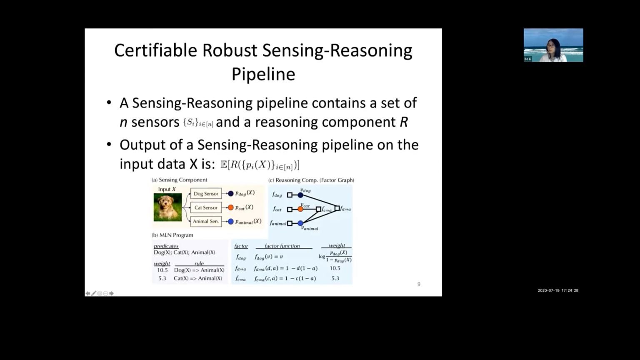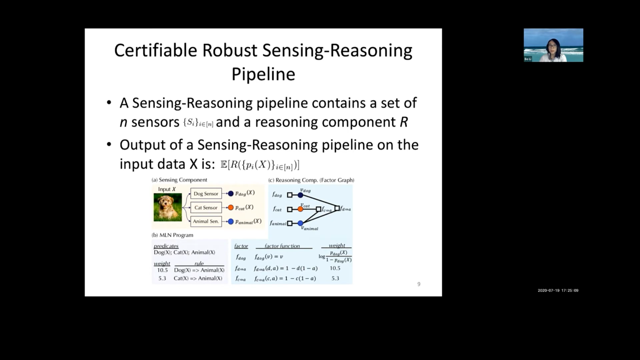let's look at a concrete example of how we can incorporate certain knowledge into this sensing-reasoning pipeline. More concretely, we have a set of sensors, which we call S_i, and then we have a reasoning component, which is R. Each sensor will output a probability for certain classes, which we call p_i(x), given the input data x. And the output of the reasoning component is the new Boolean variable based on the output of the sensing models, which is R over the p(x), taking the expectation over it.